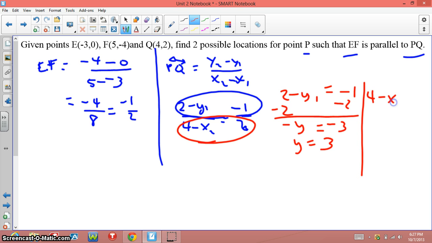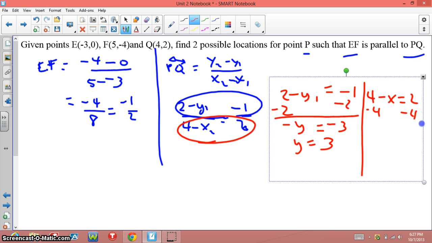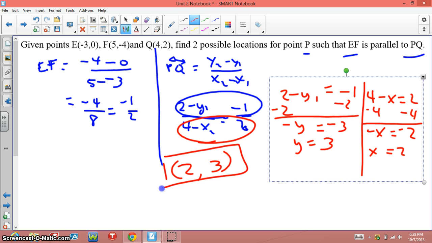So 4 minus x equals 2. I'll subtract 4 from both sides. So I have negative x equals negative 2. So my x is 2. So that's one of my ordered pairs, which is going to be (2, 3). Okay? But it wants 2 of them, so I got to do one more.